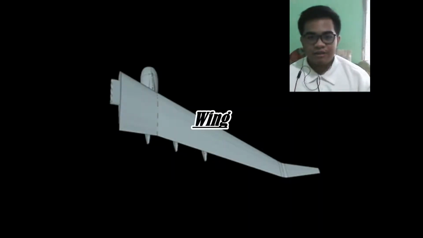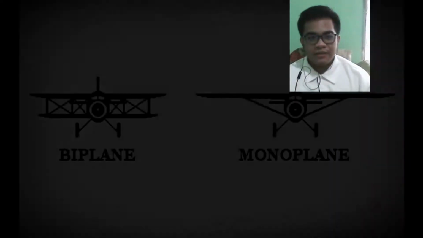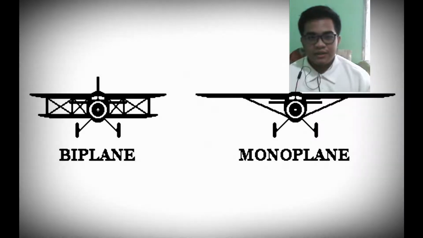The wings are attached to the side of the fuselage and are responsible for the lift that supports the aircraft in flight. They can vary in design, size, and shape depending on the manufacturer. They also come in different numbers of sets, such as the monoplane and biplane.